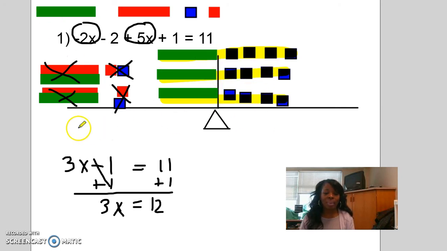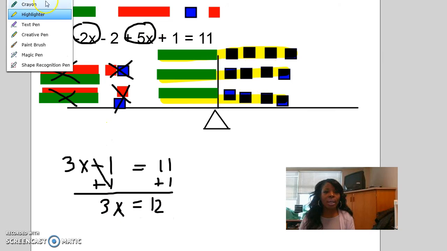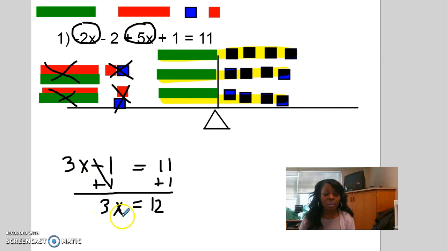So let's do it on paper here. 3x, and we want to get the x by itself. What is the value of each x? Divide it into 3 parts. We're going to divide the 12 into 3 parts. x is equal to 4. All right. Now, let's do our check.